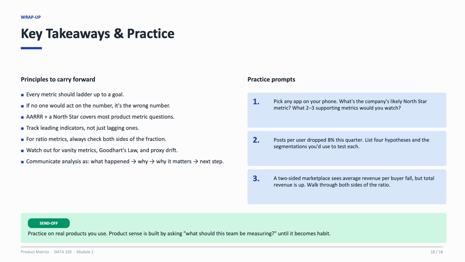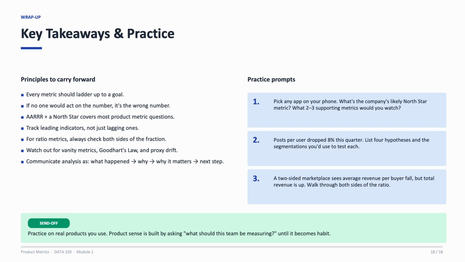I have some practice prompts for you here. The first one, pick any app on your phone: what metrics does the company likely track, and what 2 or 3 supporting metrics would you watch? The second one, cost per user drops 8% this quarter: list 4 hypotheses and segmentations you would test. And third, in a two-sided marketplace, say average revenue per buyer is down, but total revenue is up. Work through both sides of the ratio.